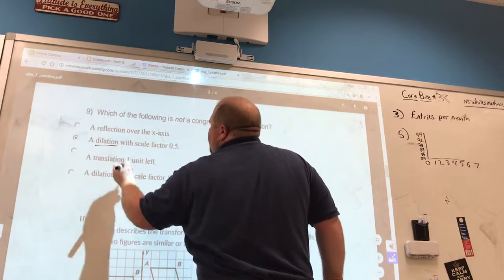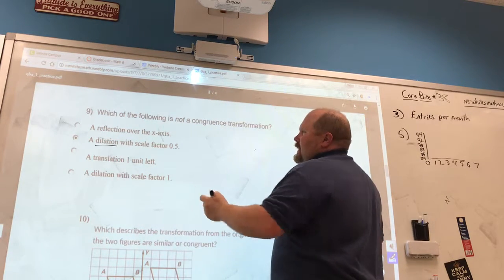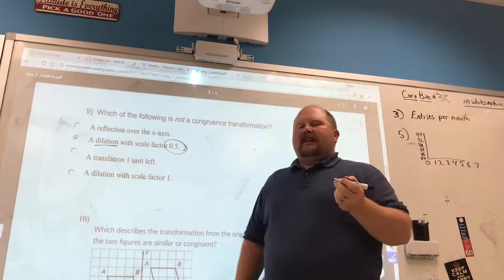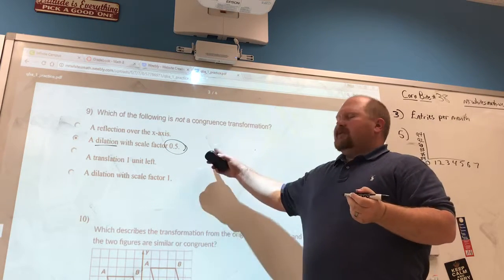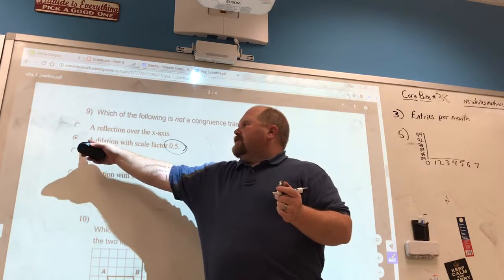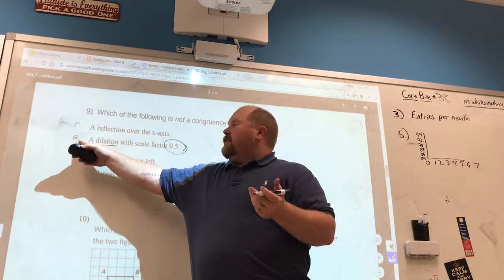A dilation means we're typically going to change size, and it says with a scale factor of 0.5. That is less than 1, so that means that this shape is going to shrink down from its original size. So that would be the answer you would want to choose. Could it be more than one answer?